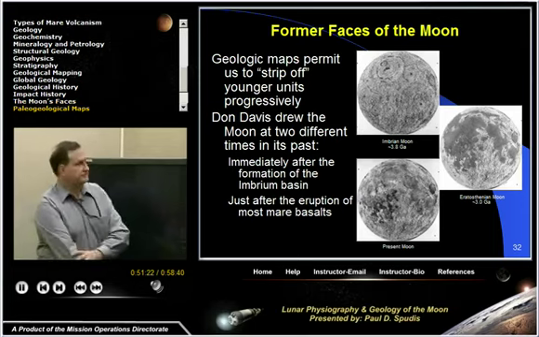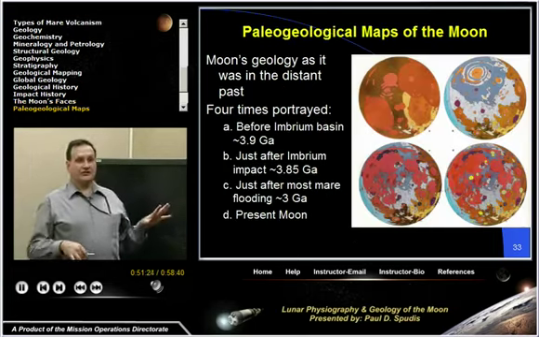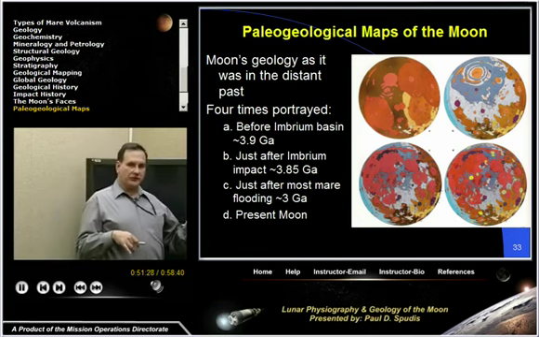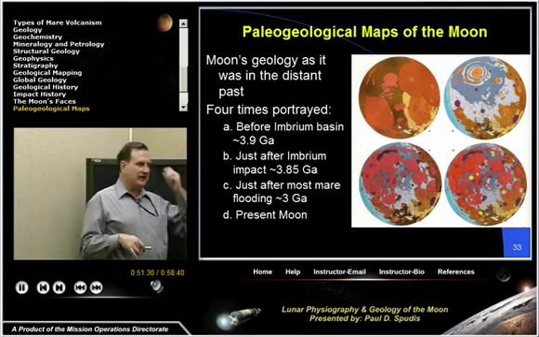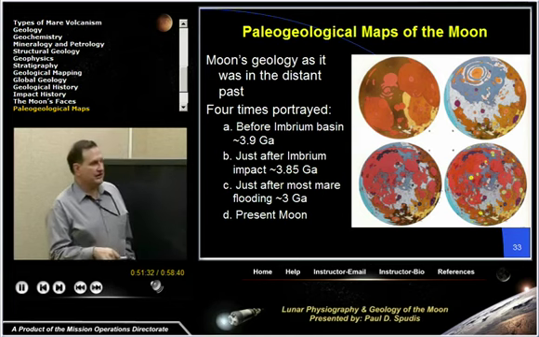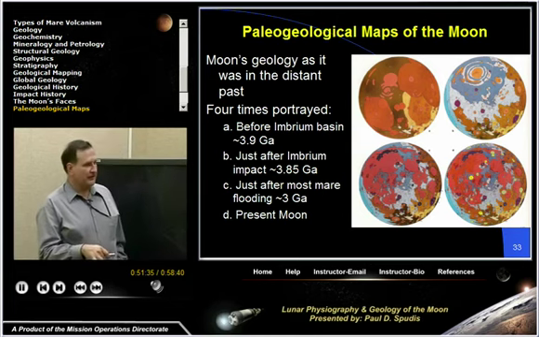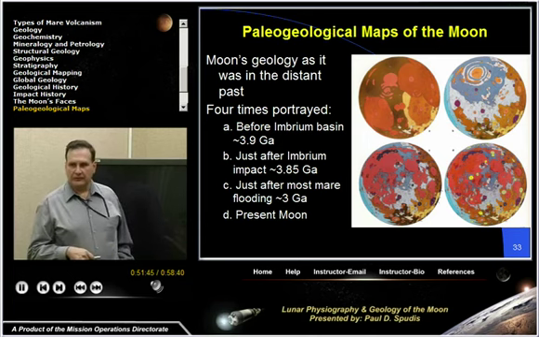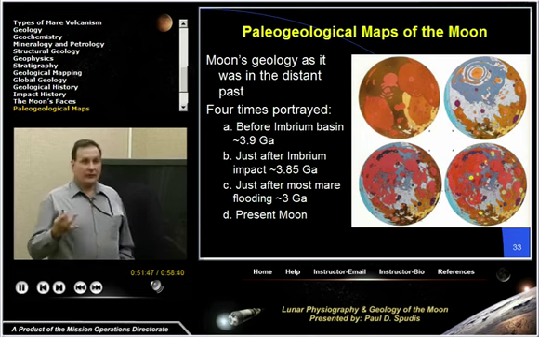Next slide. You can also do this geologically. I showed geologic maps of the moon, but as you take off younger units, you can actually see the underlying geologic structure. So here's a geologic map of the moon at 4 different times in its history. The bottom right is the present moon. We strip off the youngest craters and we see the Eratosthenian moon. We strip off the lava and we see the Imbrian moon. And finally, before the Imbrian Basin, we see the Precambrian moon. So this is a very powerful technique.